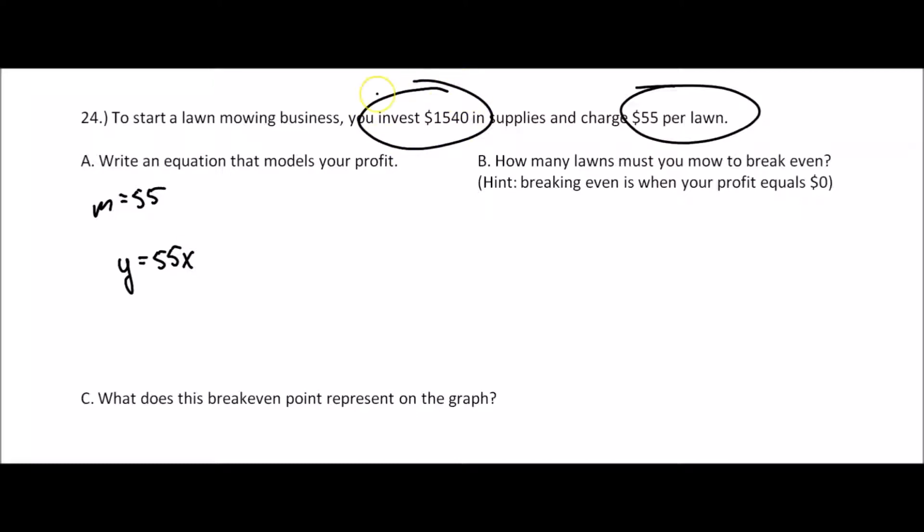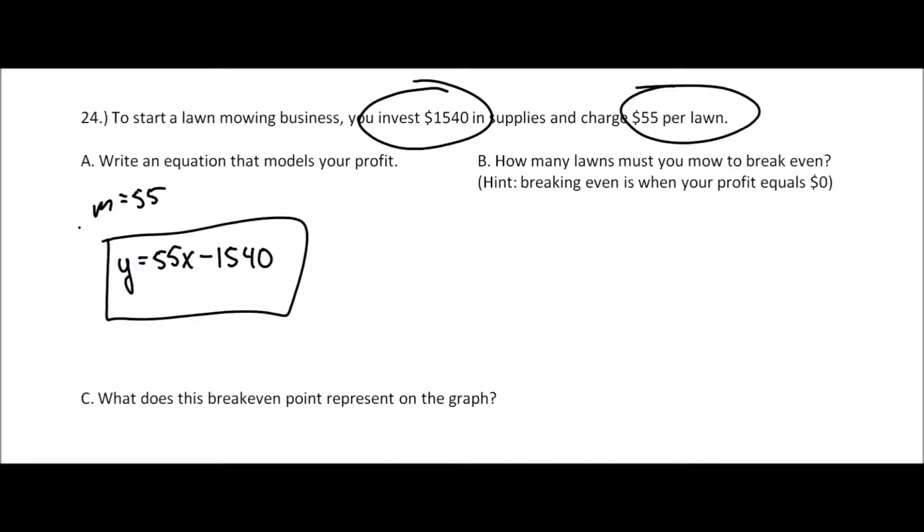It says you invest $1,540, which means you will instantly lose $1,540. So we put this as a minus $1,540. We're starting $1,540 in the hole, in the negative, okay? And we have to mow a lot of lawns in order to make up for those supplies we had to buy. So this is my equation.